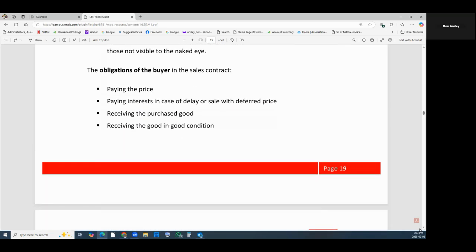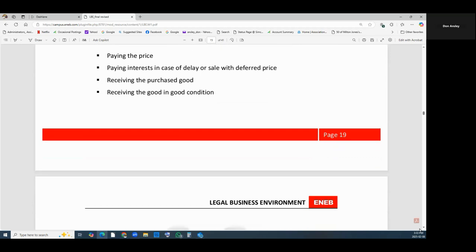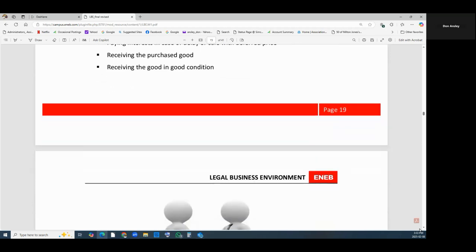Now we come to the obligations of the buyer. They have to pay the price. They have to pay interest in the case of delay or sale, which is deferred price. Receive the purchased good. They have to receive the good in good condition.